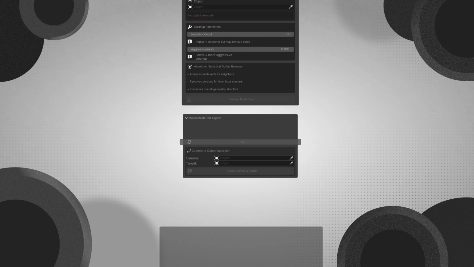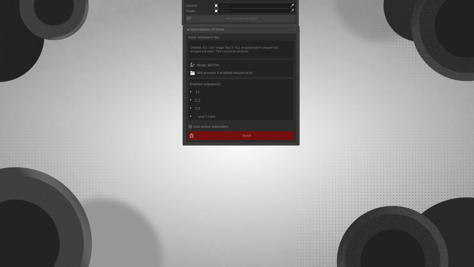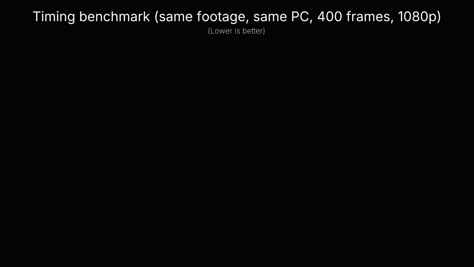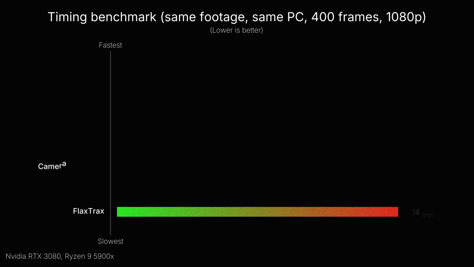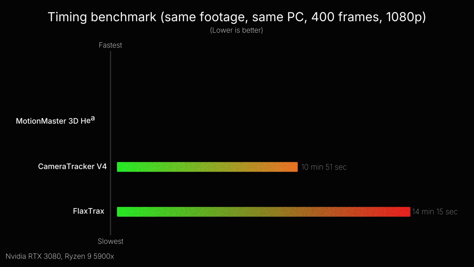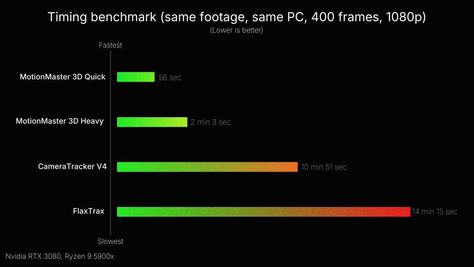Whether you're working on a single shot or a full batch, everything stays organized, with tools that are always one click away. Before we continue, I also ran a quick timing benchmark using the same footage on the same PC. I tested FlaxTrax, Camera Tracker V4, MotionMaster 3D Heavy, and MotionMaster 3D Quick. These are the average processing times, so you can get a realistic sense of speed.